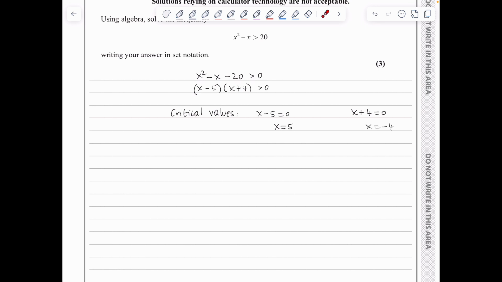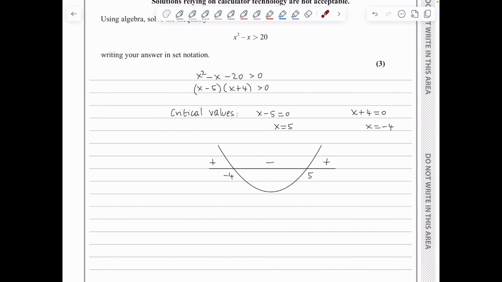And I will proceed by sketching a smiley face parabola. Now this is a smiley face parabola because the term in x squared is positive, so the coefficient of the leading term is 1, which is positive. So we're looking at a U-shaped parabola with the critical values being negative 4 and 5, which goes plus, minus, plus. And when we say plus, we mean that the y values are positive, so the parabola lies above the x-axis, while between negative 4 and 5 we lie below the x-axis, and therefore the y values are negative.